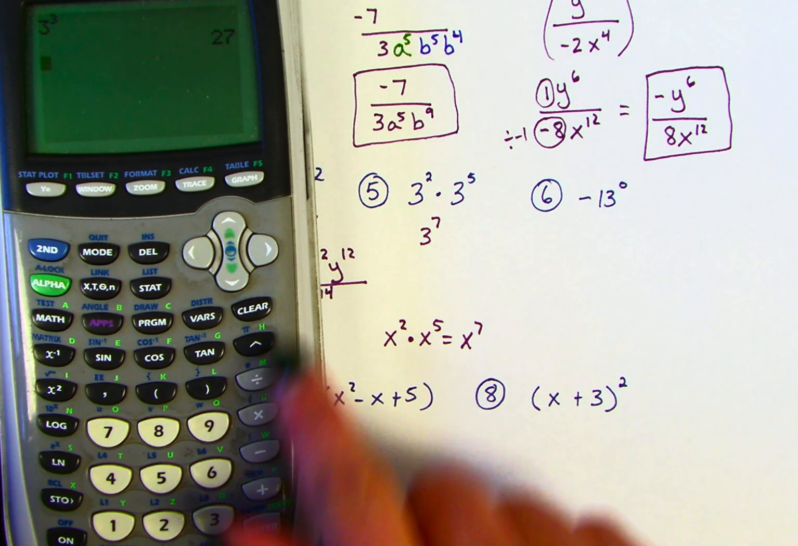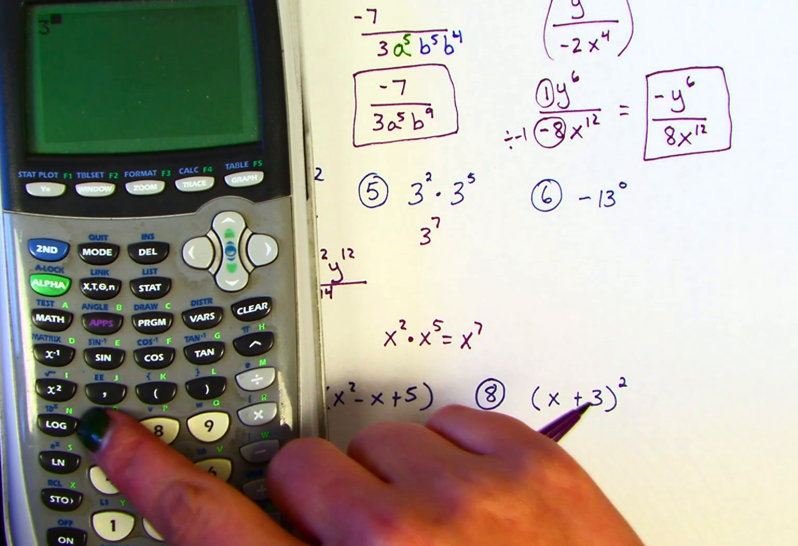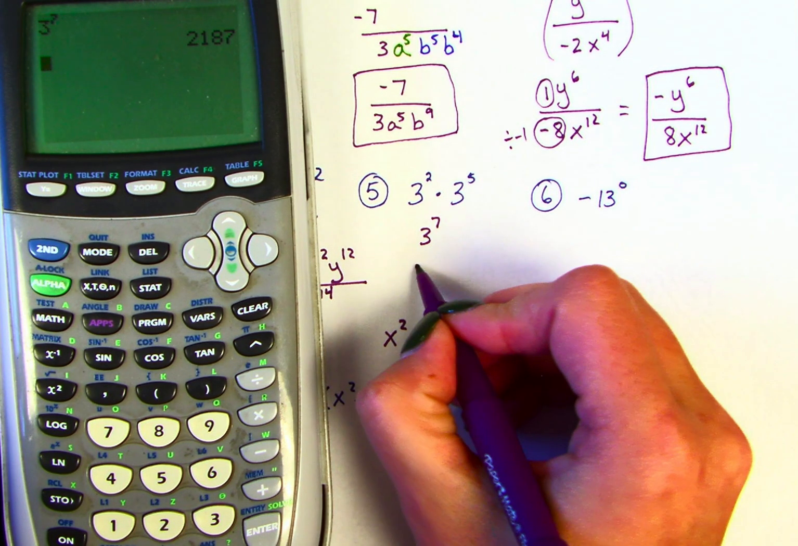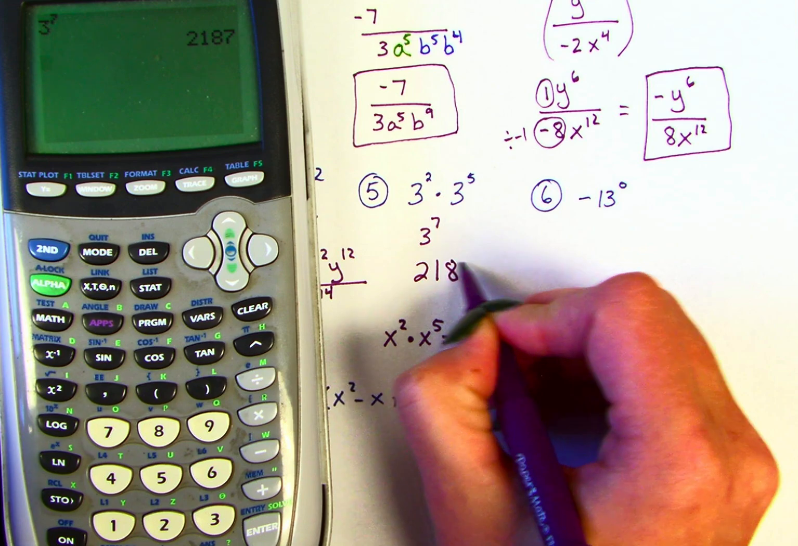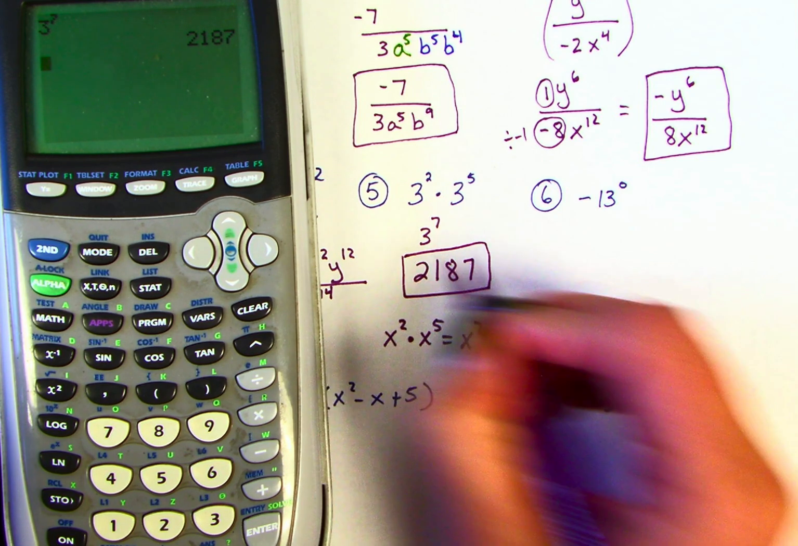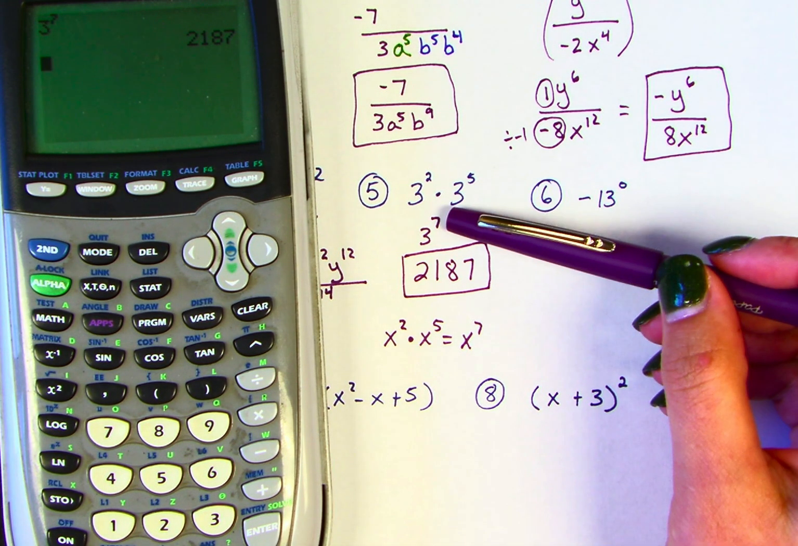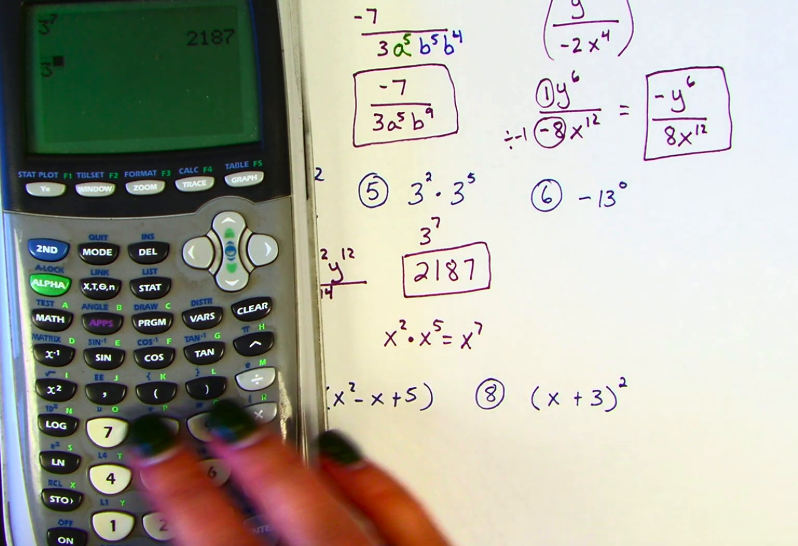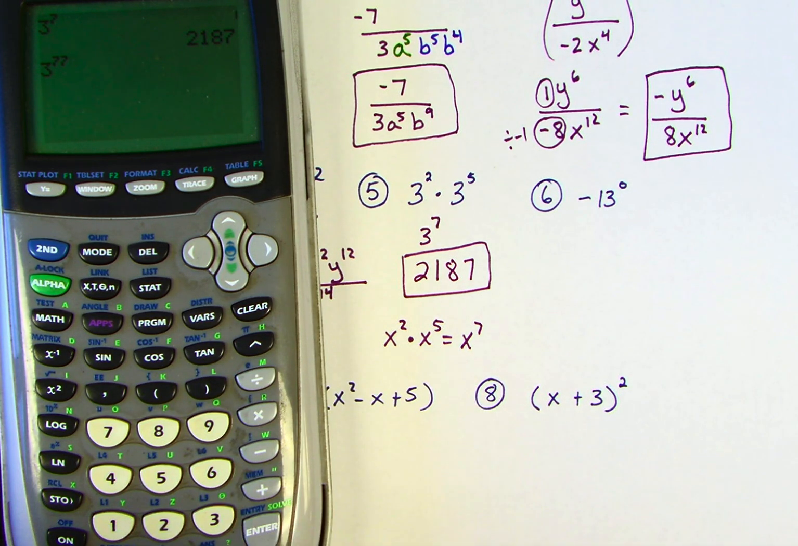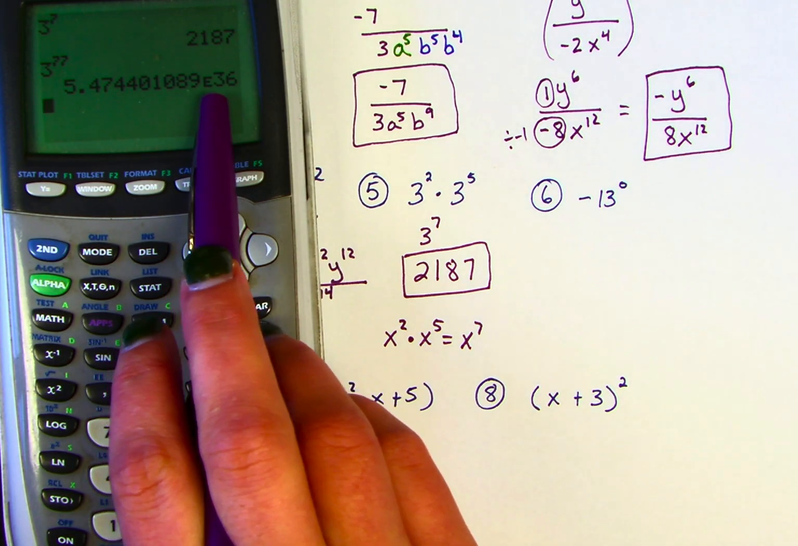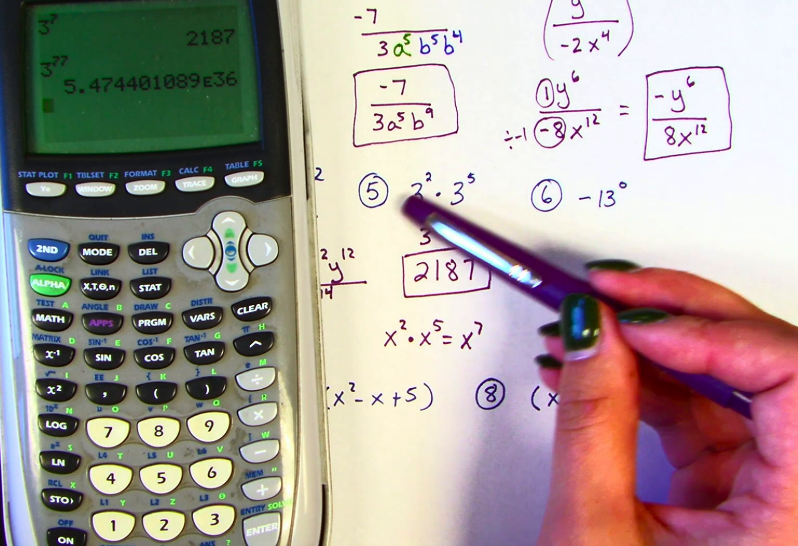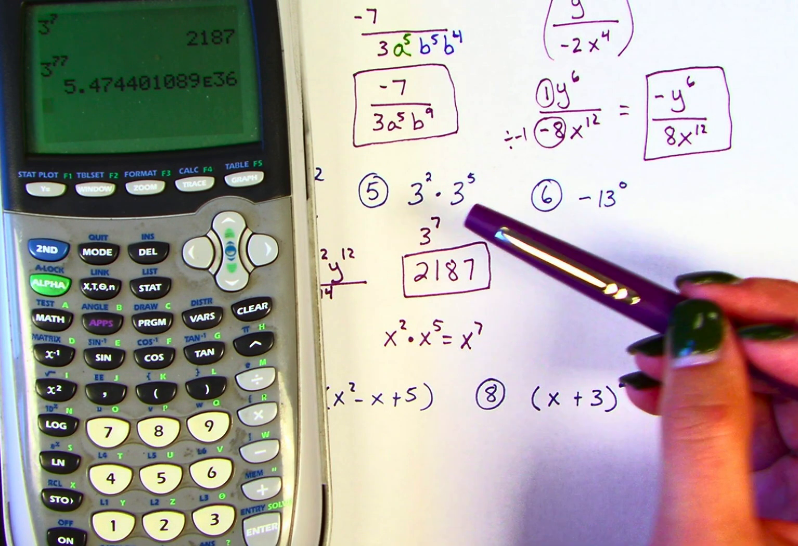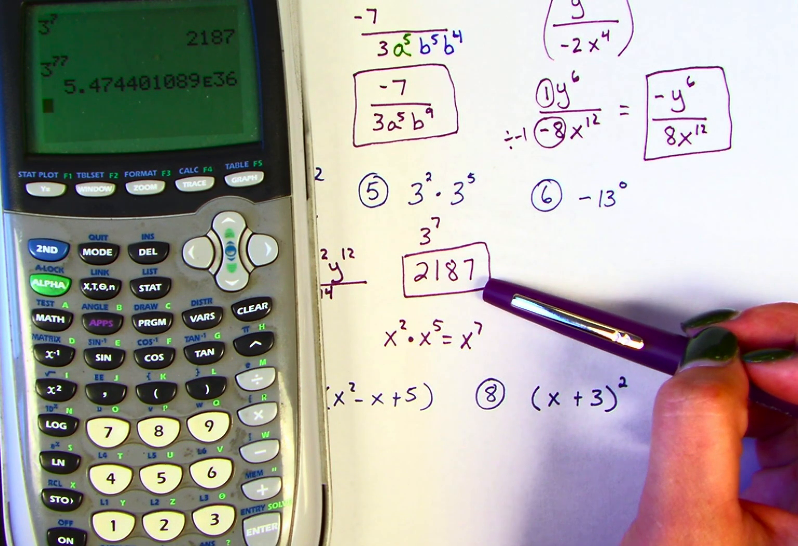Oh, except I typed in the wrong number, 3 to the 7th. So 2,187 would be my final simplified answer. Now, if this is a really big number, so let's say I had to do 3 to the 77th power, our calculators aren't able to calculate that. And I know that because we end up getting this E here. So in that case, I would just leave my answer like this. But if it's a smaller number, then we can simplify that.